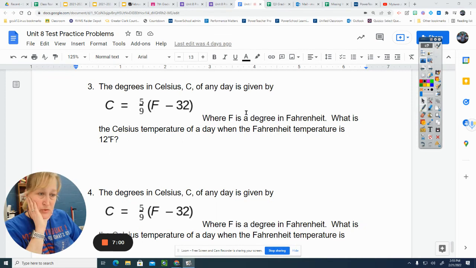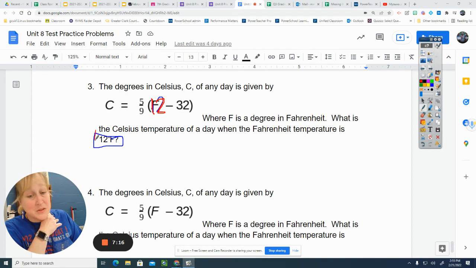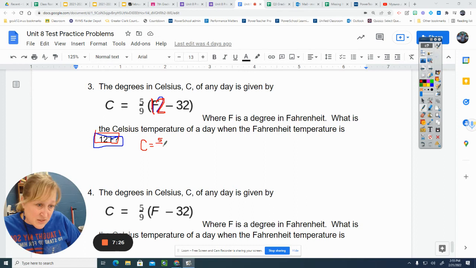So number 3, doing it exactly the same way. Fahrenheit temperature is 12. So now I have to do 12. Let's change that back to red. 12 subtract 32. Oh, so this one is a negative. So 12 minus 32. That means I have to do the keep, change, change. So I'm going to bring down the 5/9. Keep the 12. Change to a plus, change to a minus.